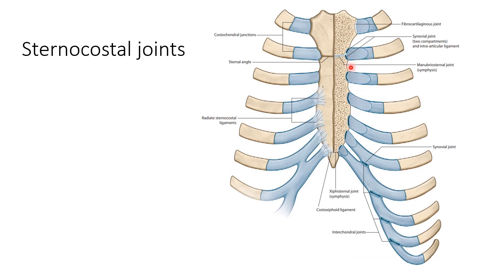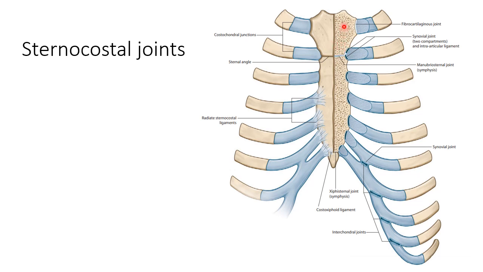Anteriorly, articulations between the costal cartilages and the sternum are completely synovial joints except the first rib. Keep in mind, the first rib is articulating through the costal cartilage into the sternum via a fibrocartilaginous joint, so it is not a synovial joint.